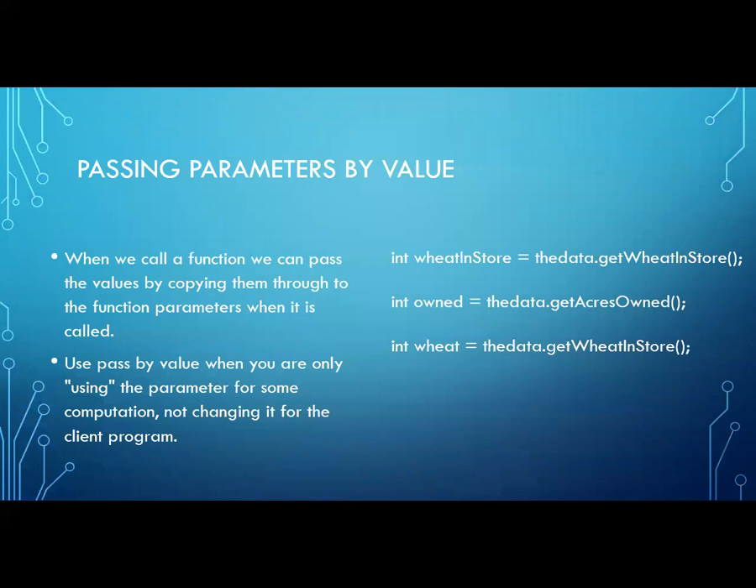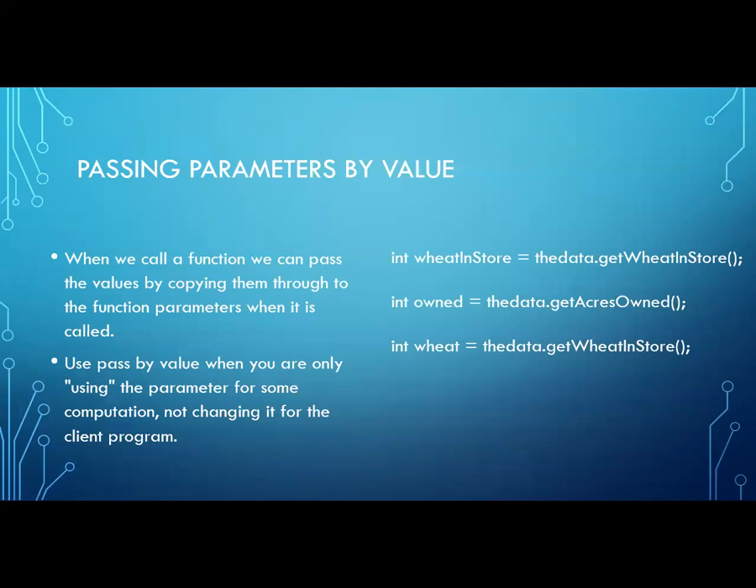Now we're going to talk about passing parameters by value. When we call a function, we can pass values by copying them through the function parameters when it is called. We use this to pass a value when we are only using the parameter for some computation, not changing it for the client program. So this can be information that you're pulling for an equation.